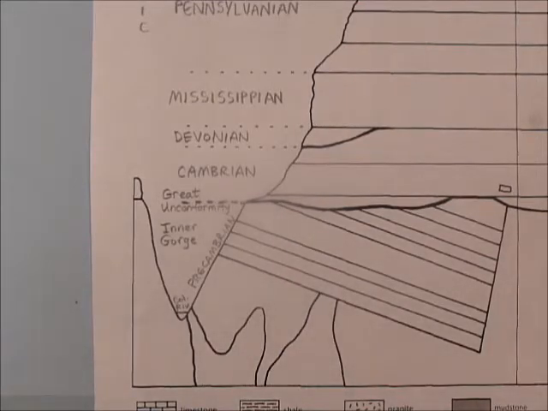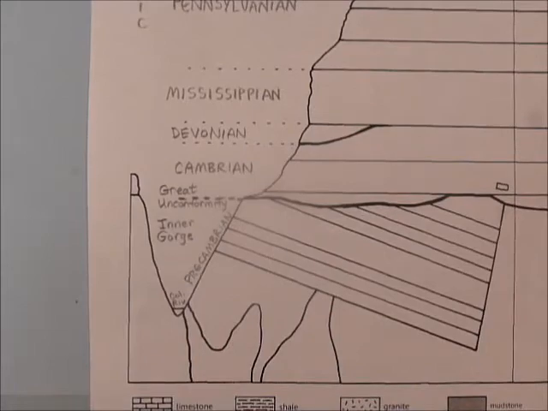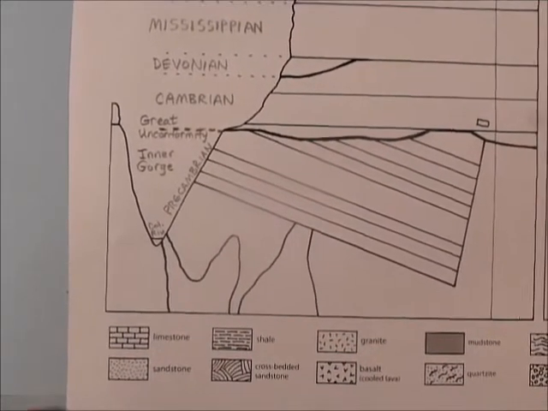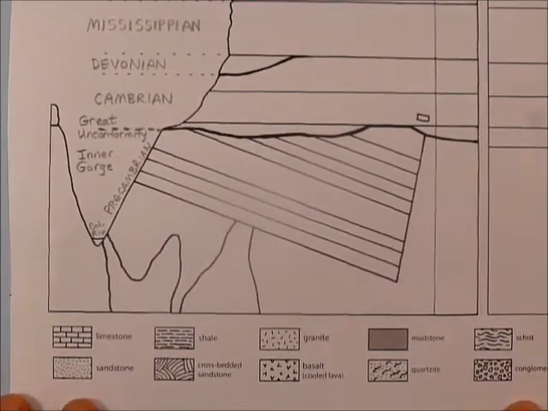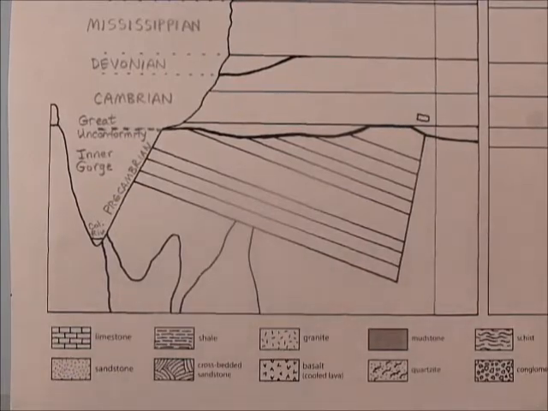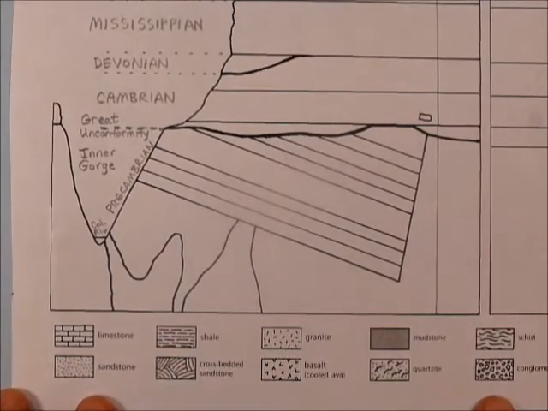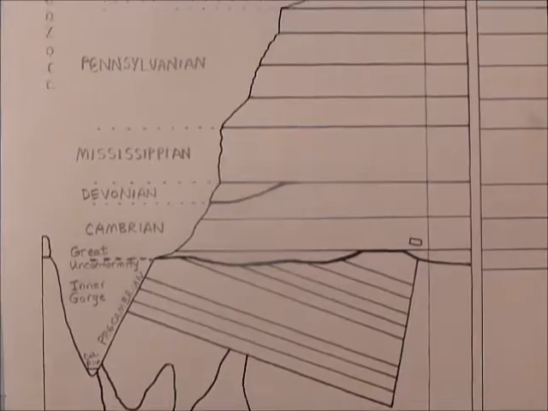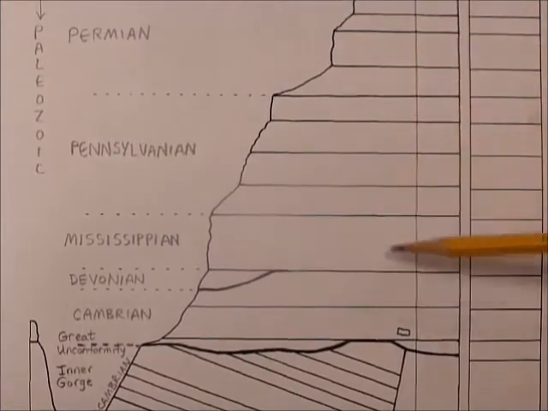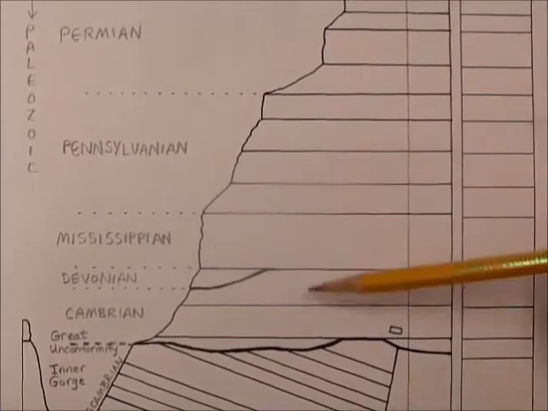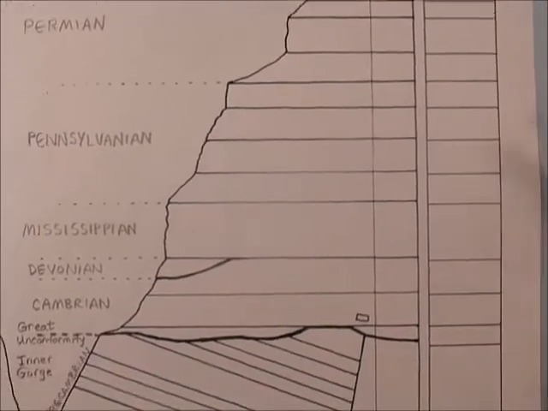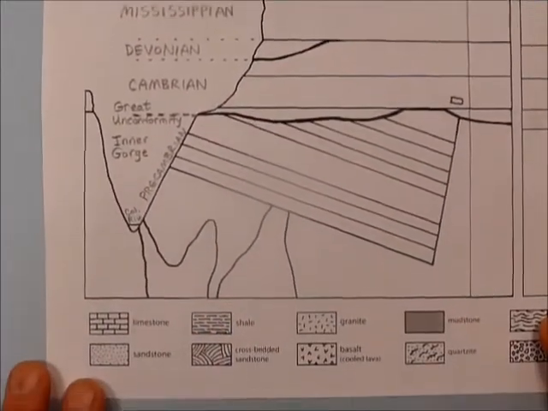Now that was the easy part. Now we're going to do something a little more difficult. We're going to use this information here at the bottom, this key, to fill in some patterns right here, and then we're going to write the names of the layers right here. So let's look at the key.